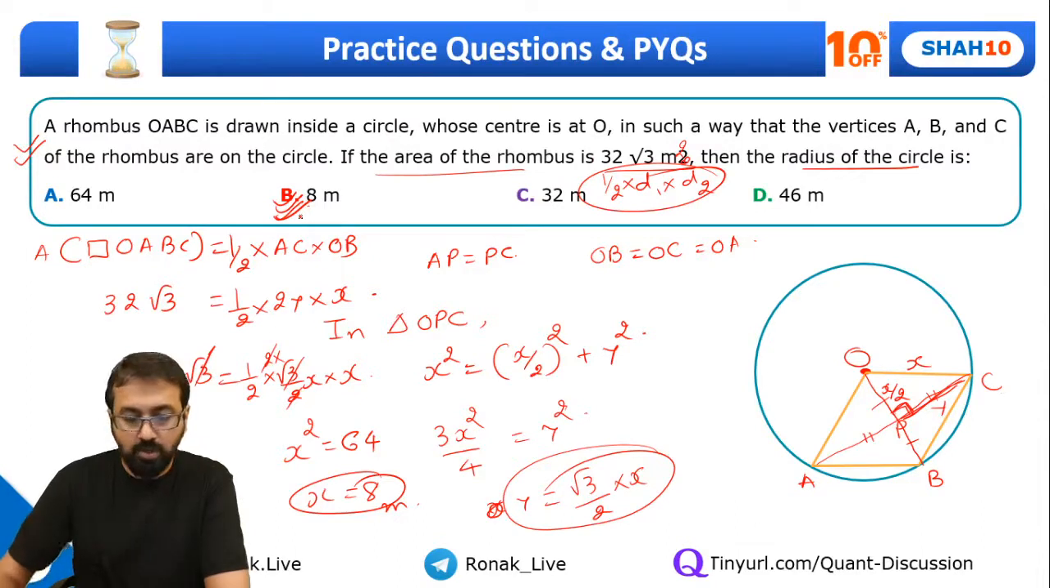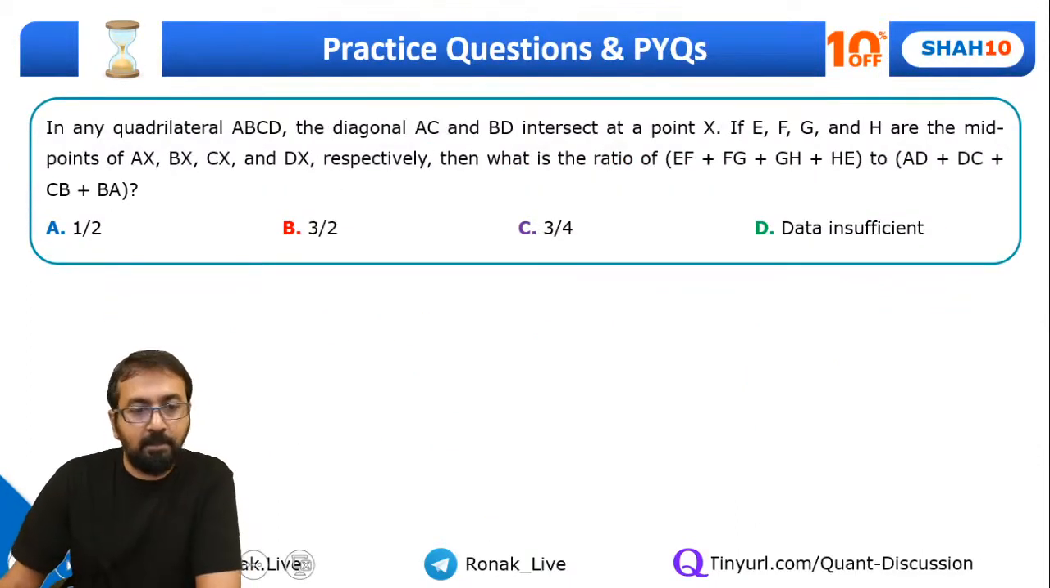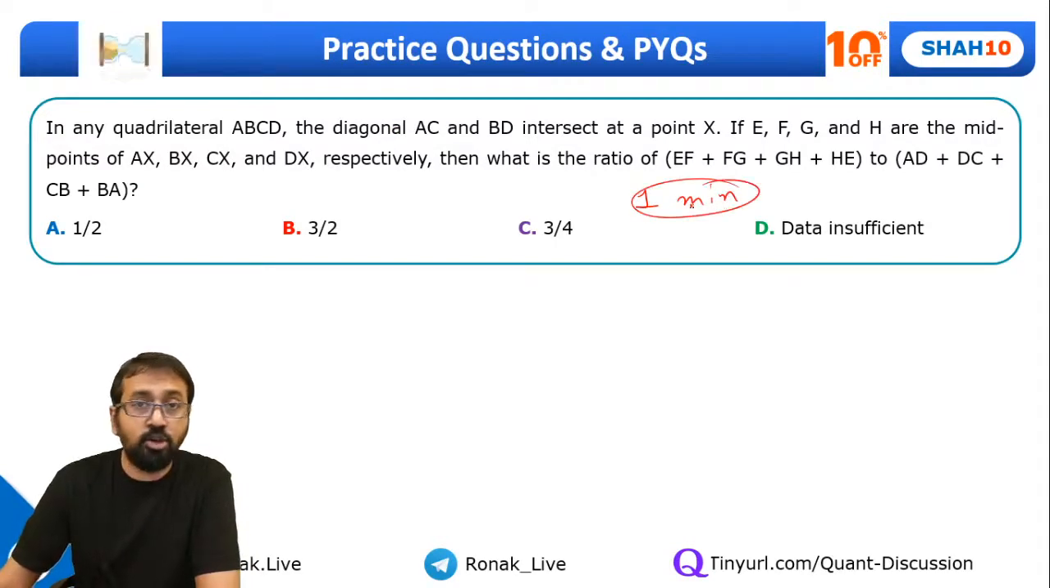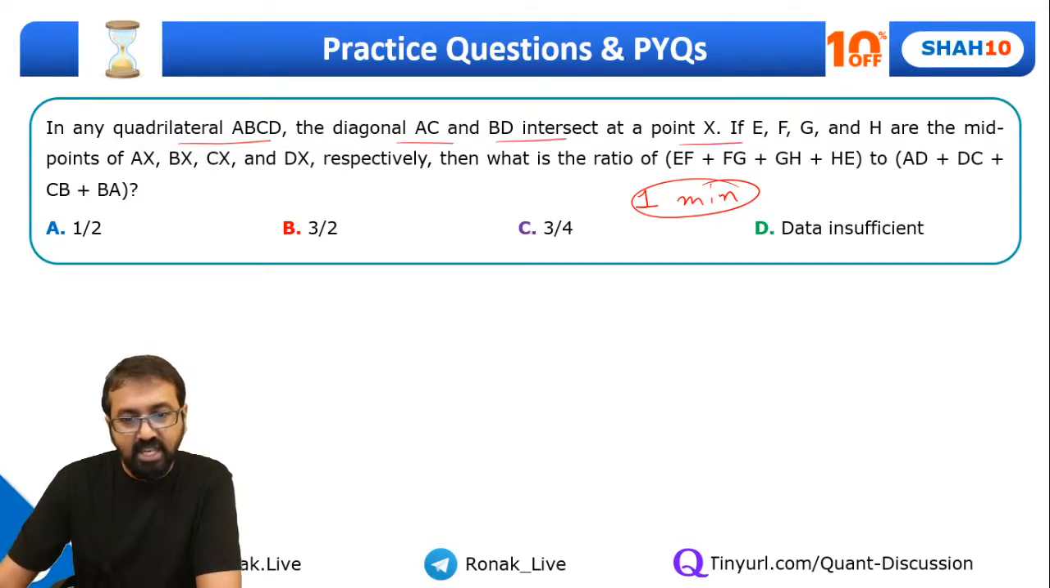Okay, so let's go ahead with the next question. Now once again, if you want, you can take 1 minute time for this one and start solving on your own. In the meantime, I'll also draw a figure over here. Yes guys, so in a quadrilateral ABCD, the diagonal AC and BD intersect at point X, and E, F, G and H are the midpoints of AX, BX, CX and DX respectively. Then what is the ratio of this one?